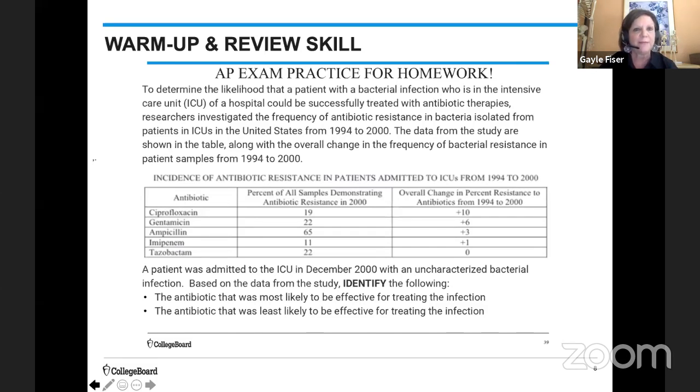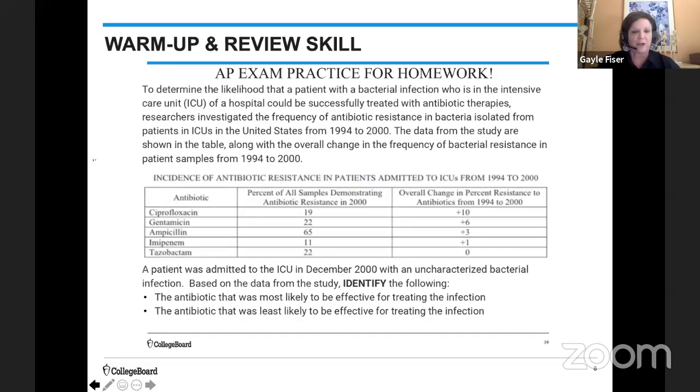Okay, let's read the story. To determine the likelihood that a patient with a bacterial infection who is in the intensive care unit, the ICU, of a hospital could be successfully treated with antibiotic therapies, researchers investigated the frequency of antibiotic resistance in bacteria isolated from patients in ICUs in the United States from 1994 to 2000. The data from the study are shown in the table, along with the overall change in the frequency of bacterial resistance in patient samples from 1994 to 2000.